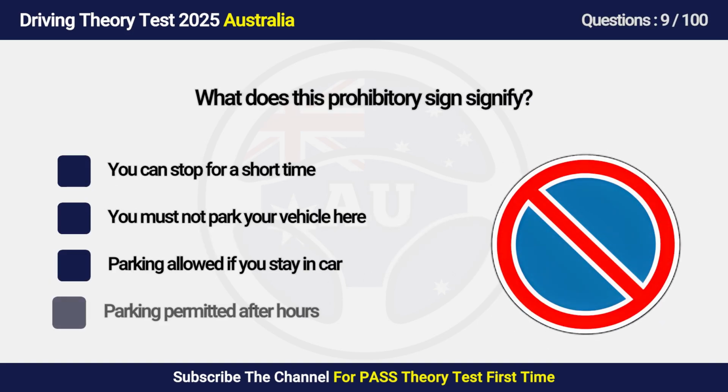Question 9. What does this prohibitory sign signify? A. You can stop for a short time. B. You must not park your vehicle here. C. Parking allowed if you stay in car. D. Parking permitted after hours.